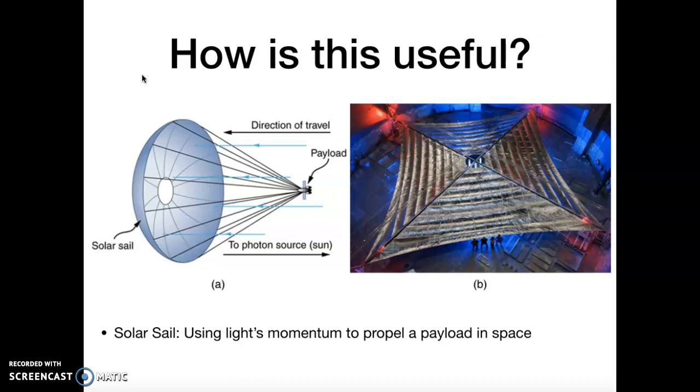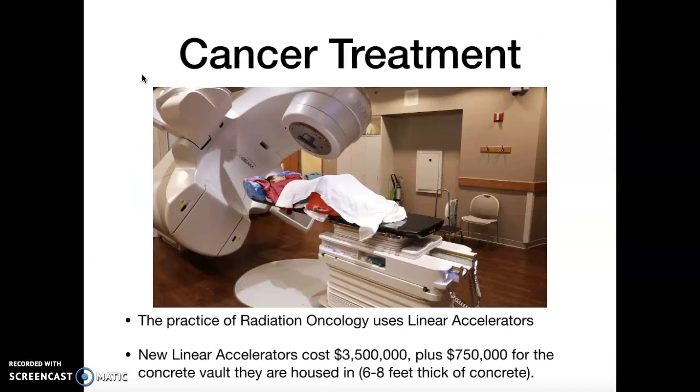Another way that we use photon momentum that's a little bit closer to home, I guess, for us, is cancer treatment. And I want to talk about specifically the practice of radiation oncology. Radiation oncologists use this machine, called a linear accelerator, to treat cancer. And I will talk about how they work and a little bit of the physics behind it.